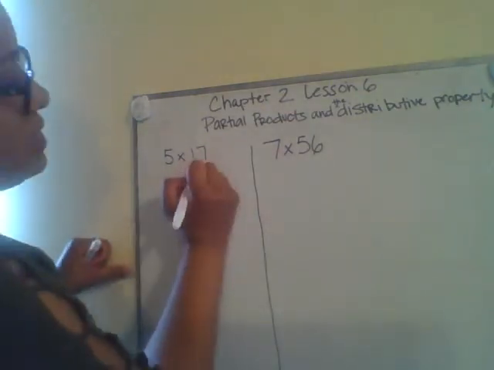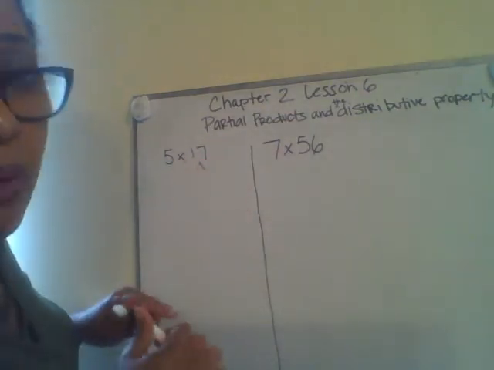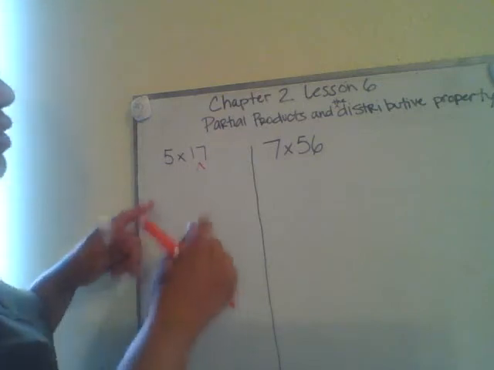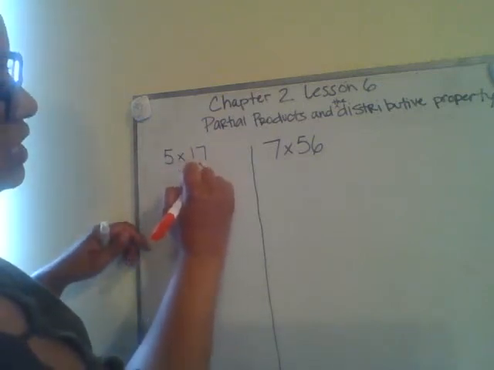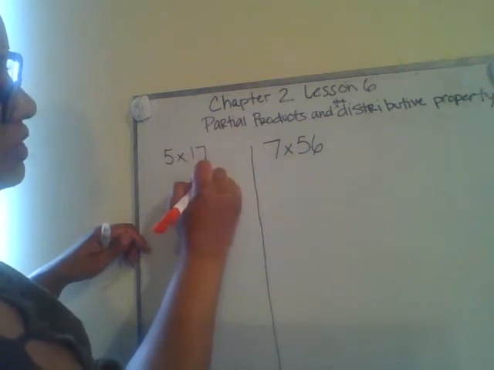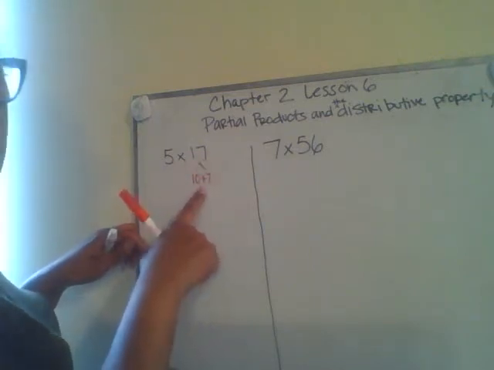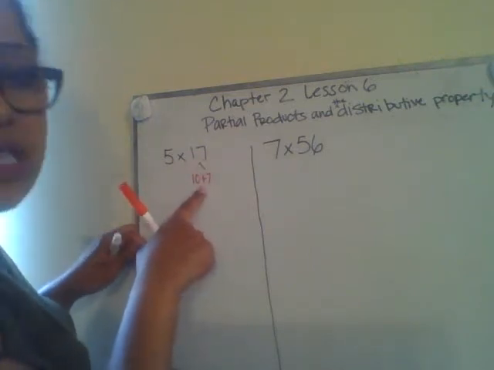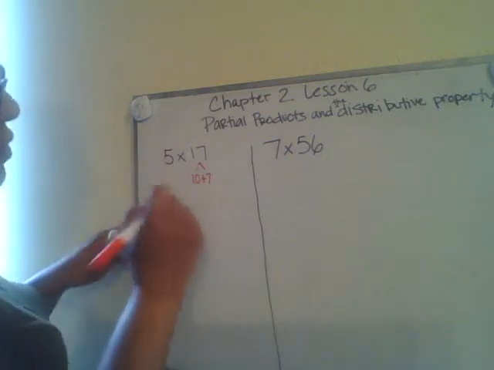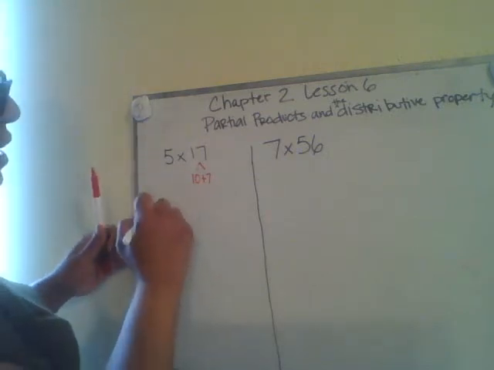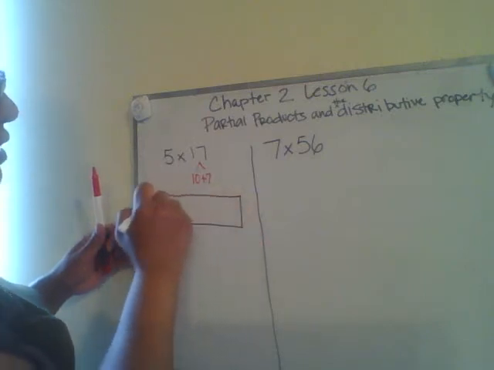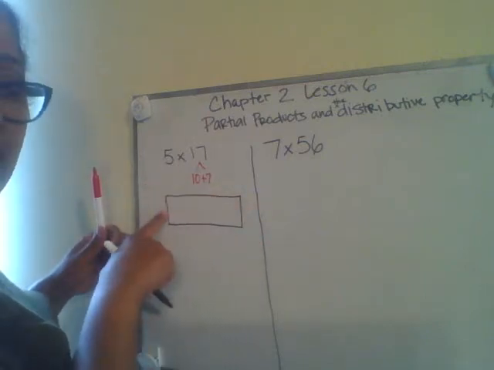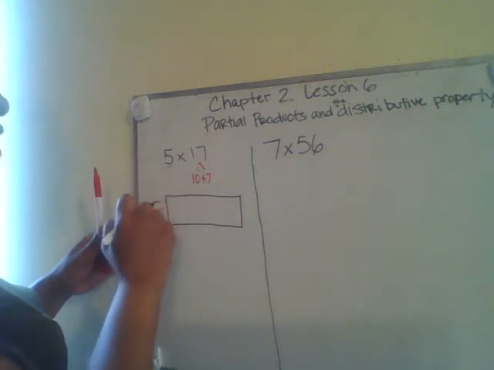So in this case, the number 17, I'm going to break it apart based on its place value. So I know that 17 is essentially just 10 plus 7. Okay, so I'm going to go ahead and decompose that into 10 plus 7. So then what I will do is make a rectangle like that. On the outside of the rectangle, I'm going to put 5.